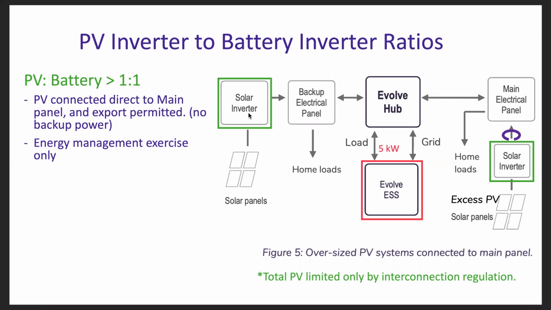So for systems that are significantly larger than 6 kW, the PV needs to be split up into a portion that's landed on the backup loads panel, and then the rest is landed directly to the main service panel.